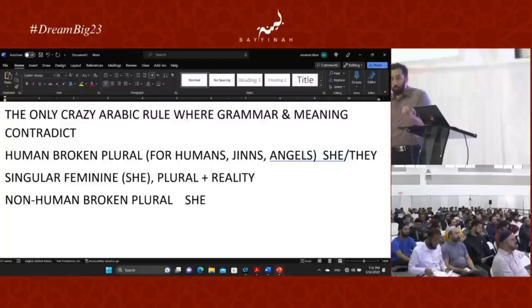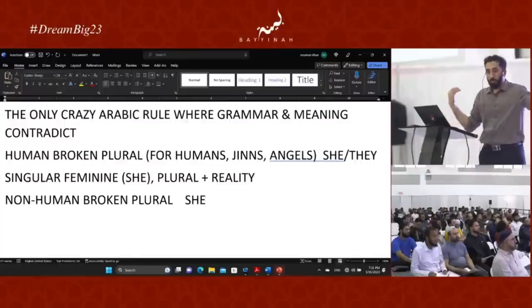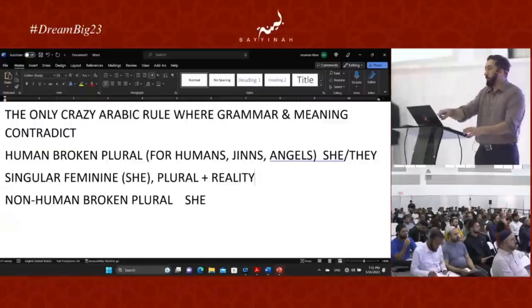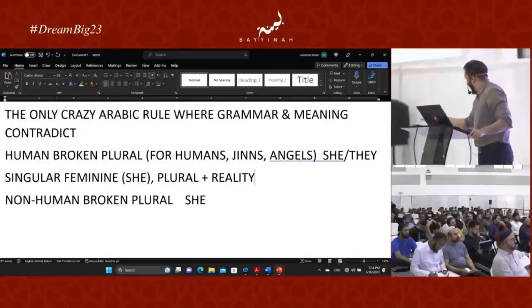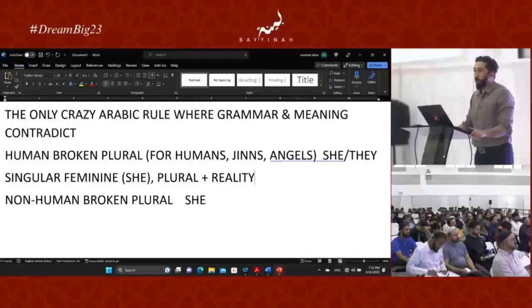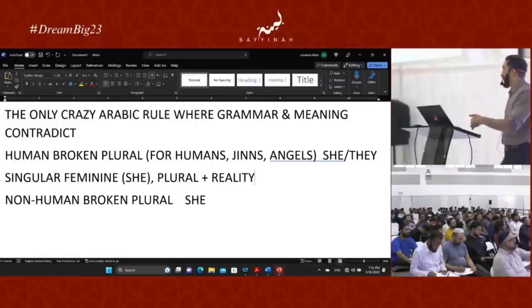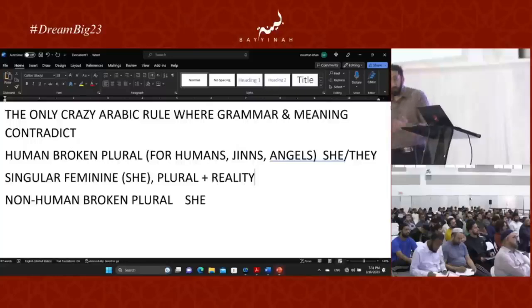If it's a broken plural for women, it's going to be plural feminine. If it's a broken plural for men, it's going to be plural masculine. So reality means, who are we talking about? If it's angels, which one is it going to be? Masculine. Prophets? Masculine. Believing women? Feminine. That's what I mean. I don't mean plural and feminine or plural and masculine. I said plural and reality. And if you don't have a good grasp on reality, see me after class. We will discuss. That's a separate problem. But when it comes to non-human broken plurals, you basically only get what? She. Even if it's a plural.